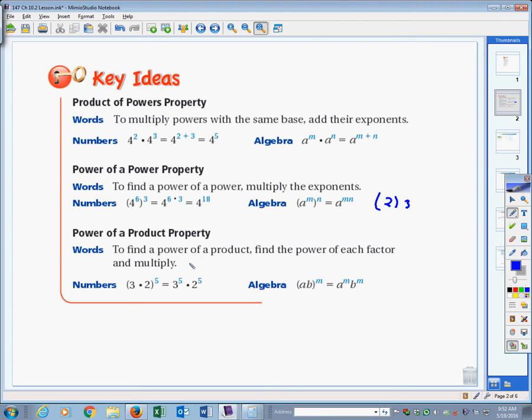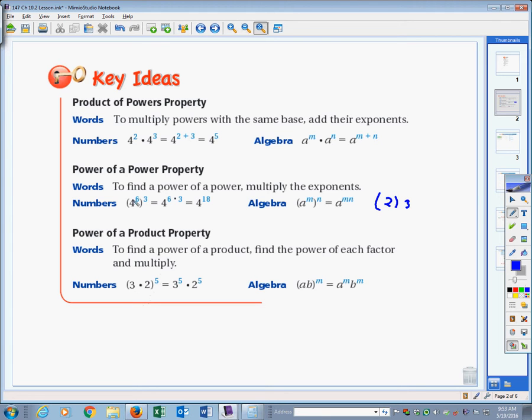And the last one, the power of a product property. It says to find a power of a product, you have to find the power of each factor. So inside the parentheses, I have 2 factors. I have a 3 and a 2. I'm not going to say 3 times 2 to the 6th power. I actually have to apply this power to every factor inside that parentheses. So it ends up being 3 to the 5th times 2 to the 5th. This one will probably give you the biggest trouble, but it's really not that difficult when you understand that for anything inside the parentheses, you have to apply this power.